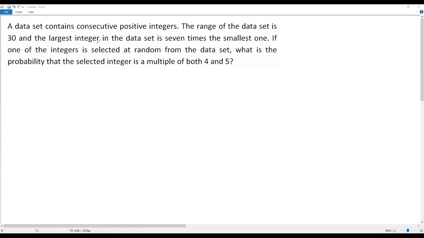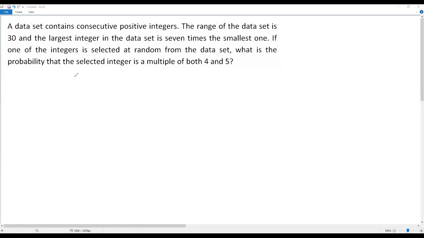Here we have a SAT math problem. Okay, let's cover the question. A data set contains consecutive positive integers. The range of the data set is 30 and the largest integer in the data set is 7 times the smallest one. If one of the integers is selected at random from the data set, what is the probability that the selected integer is a multiple of both 4 and 5?